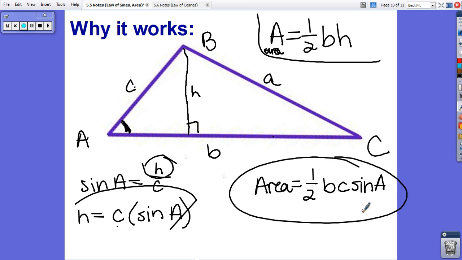Now, this is just one of them. The other two work if you use this angle and drew your altitude this way, or use this angle and you drew your altitude this way. So in any case, they're all the same, but that's how the formula is derived. You won't really need to know that, but if you were interested in where it came from, that's how.